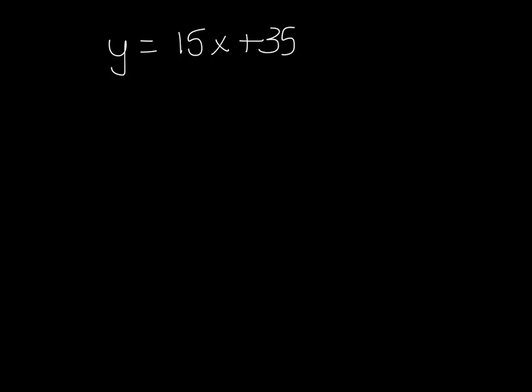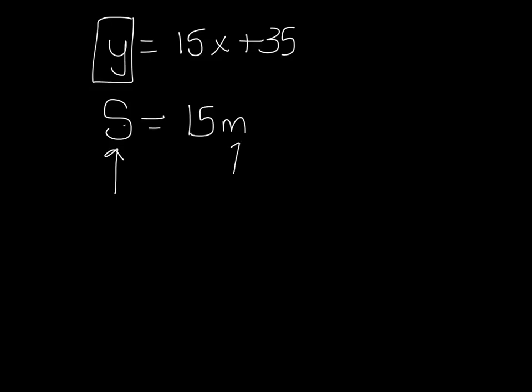Now, to be more realistic in this problem, what are we actually trying to figure out? We're trying to figure out how much money this person would actually have. We're going to figure out how much money he would save. So let's just call it S. How much money would he have saved if he saves $15 every month? So my y, I'm just going to represent with a big S. Y means how much money is he saving. My x I'm representing with an M because it's how many months. And he's starting with $35.